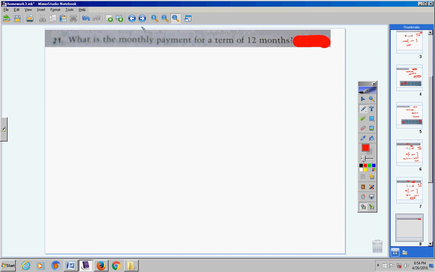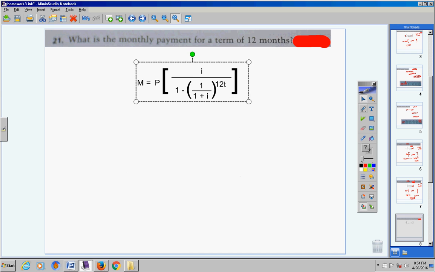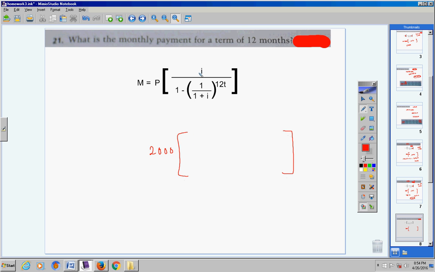Okay, moving on to number 21. What is a monthly payment for a term of 12 months? Well, if you look in the directions, they tell you it's a $2,000 loan. Of course, the interest rate is 12%. So we have 1/12 times 0.12.